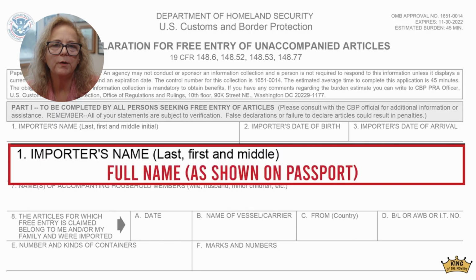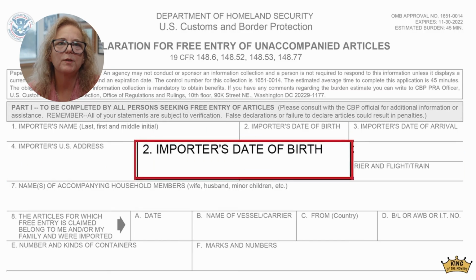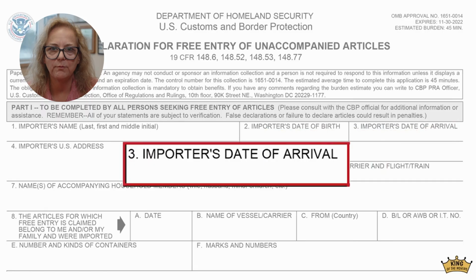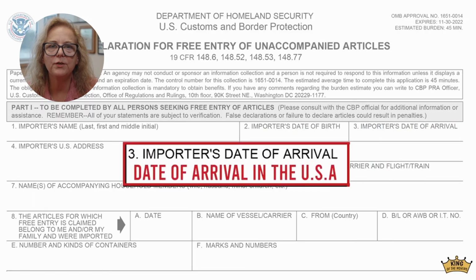In box 1, your importer's name should be noted exactly as you see it on your passport. This is a travel document very much like an airline or a plane ticket, so it's important that the name is very accurate. The importer's date of arrival is in box 3. In this section, you would enter the date that you officially have landed in the United States, the date that you traveled to the US.